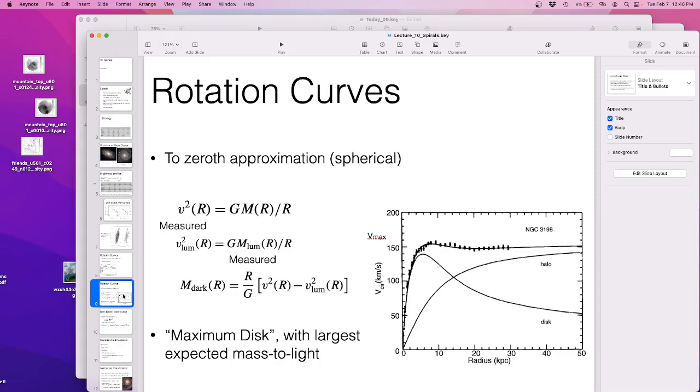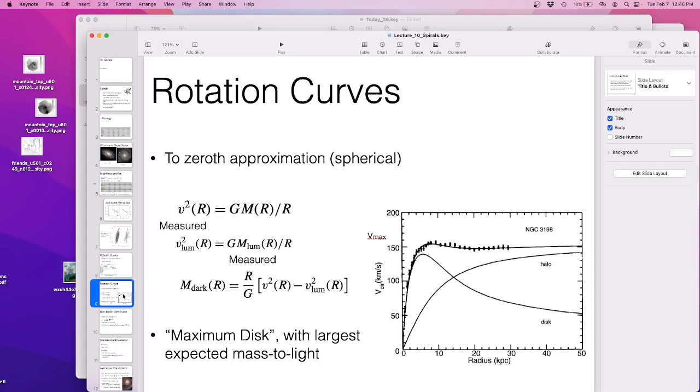This is the luminous mass. Why do I call it the luminous mass? Because it's the mass that's giving off all the light. And I need to distinguish it from the dynamical mass. So the luminous mass is what I measure here.